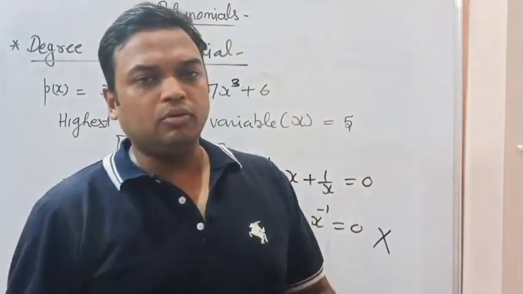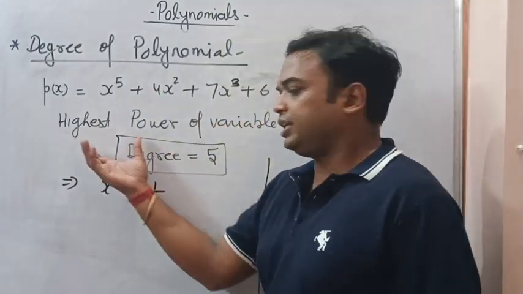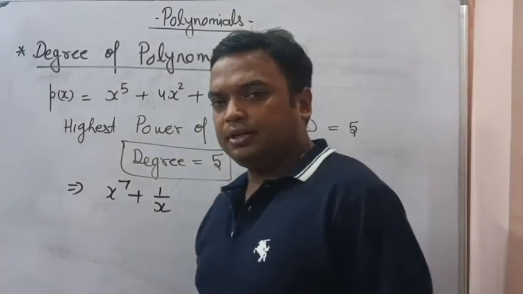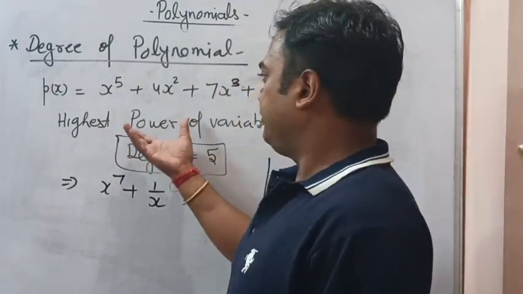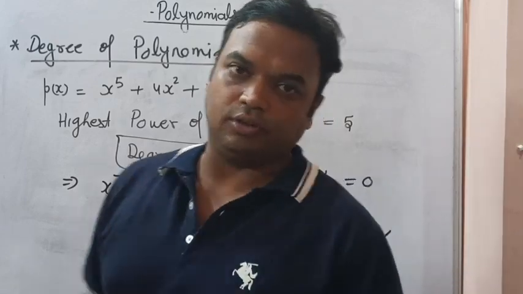We will move further on the basis of the degree. If the degree is 2, then it is a quadratic polynomial. If the degree is 3, then it is a cubic polynomial. And if the degree is 4, then it is a biquadratic polynomial.